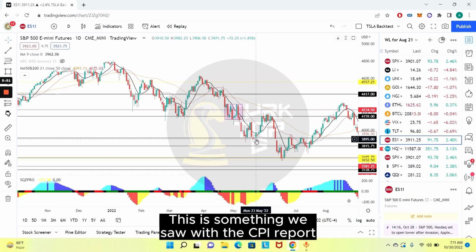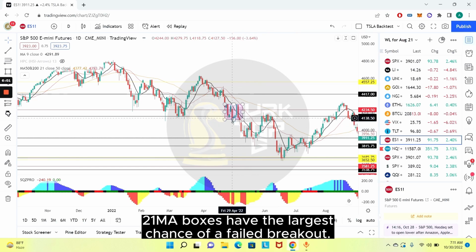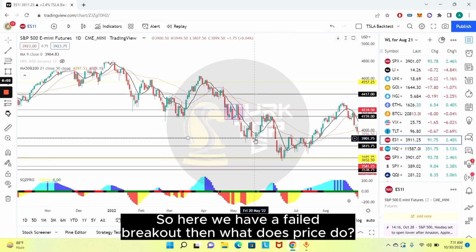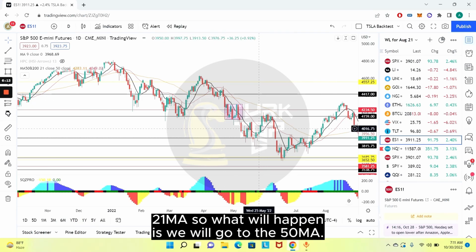This is something we saw with the CPI report, I think a couple weeks ago, when we dropped in the pre-market quite a bit and then had a massive rally. 21 MA boxes have the largest chance of a failed breakout. So here we have a failed breakout. Then what does price do? This trend didn't work, so we'll go back to the 21 MA. And this time, price goes above 21 MA. So what will happen is we'll go to the 50 MA.